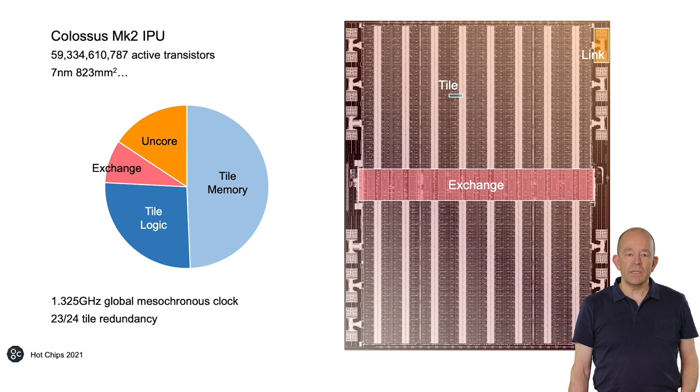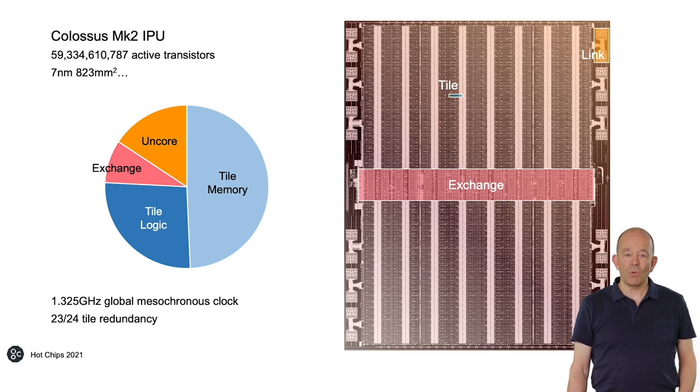You can get a good sense of Colossus Mk II's resources from this die shot. The pie chart shows the breakdown by silicon area. Processor tiles are arranged in columns above and below the communication spine of the exchange. The tiles occupy about 3/4 of the die, and the exchange is about 11%. About half of the die is memory, which confers a lower power density than GPUs and TPUs, enabling us to deploy more IPUs within a system power budget.